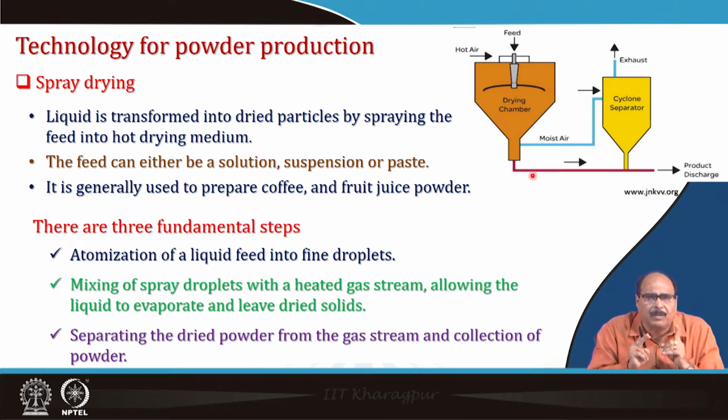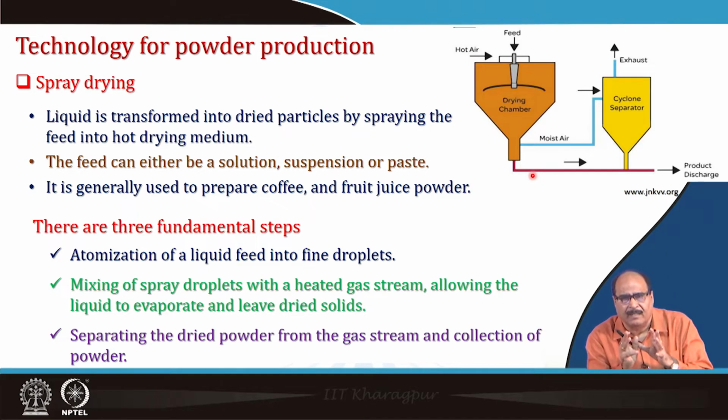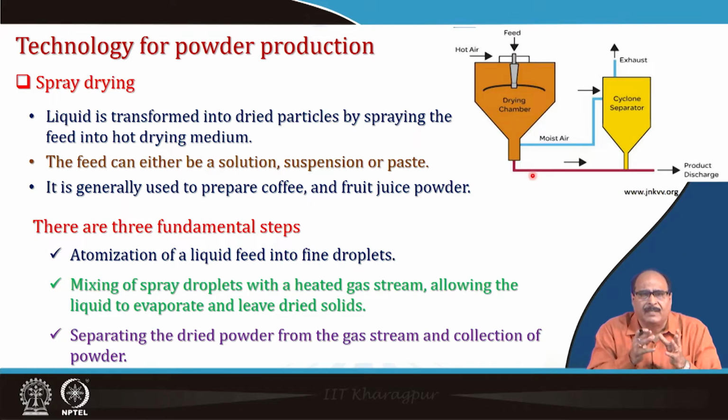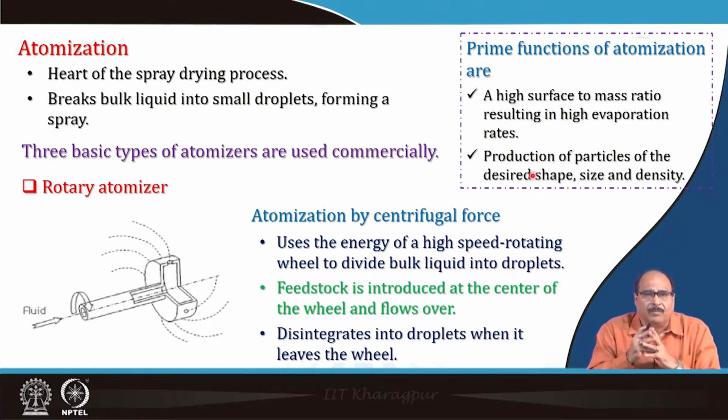There are basically three fundamental steps in spray drying: atomization, then mixing of the spray droplets with the heated hot gas stream, allowing the liquid to evaporate and leave the dried solids, and finally separating the dried powder from the gas stream and collection of the powder. These are important. Atomization is the prime function here: a high surface to mass ratio results in a high evaporation rate and production of particles of the desired shape, size and density.